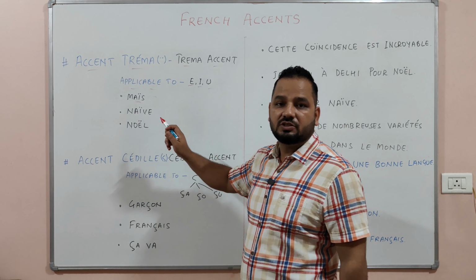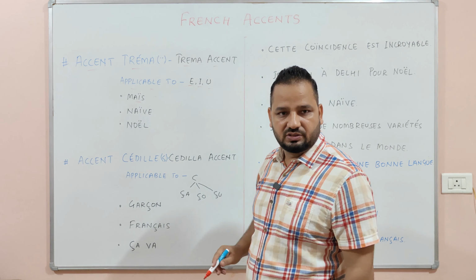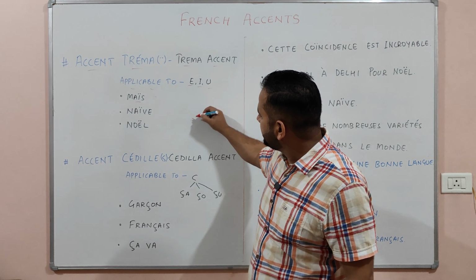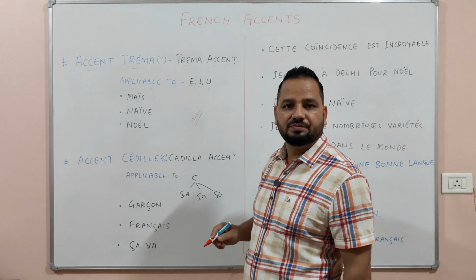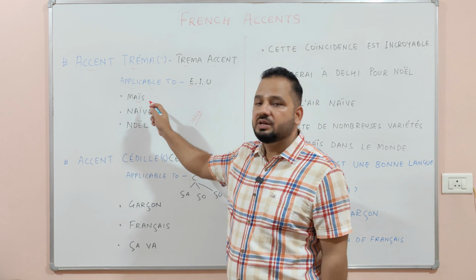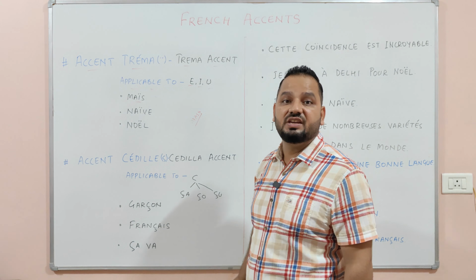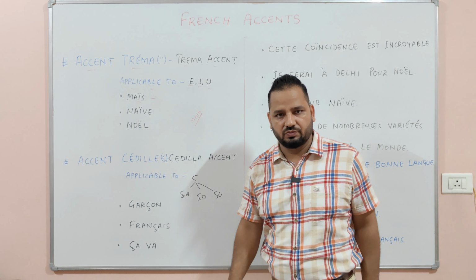this is called mais. If we remove this from here, it will become like this. M-A-I-S. It is may only. But when you put this accent here, it will become maïs. Maïs, which means corn. Right?